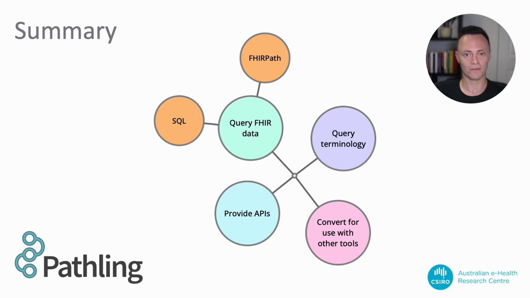And that concludes my overview of the functionality provided by Pathling. In summary, Pathling allows you to query FHIR data using either SQL or FHIRPath. It allows you to incorporate sophisticated use of terminology within your queries. It provides APIs that you can use to power FHIR-based applications. And it also assists with the conversion and transformation of FHIR data for use in other analytic tools.